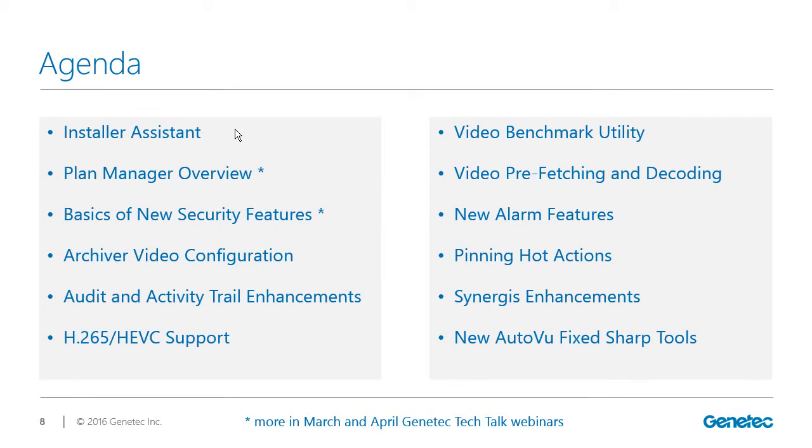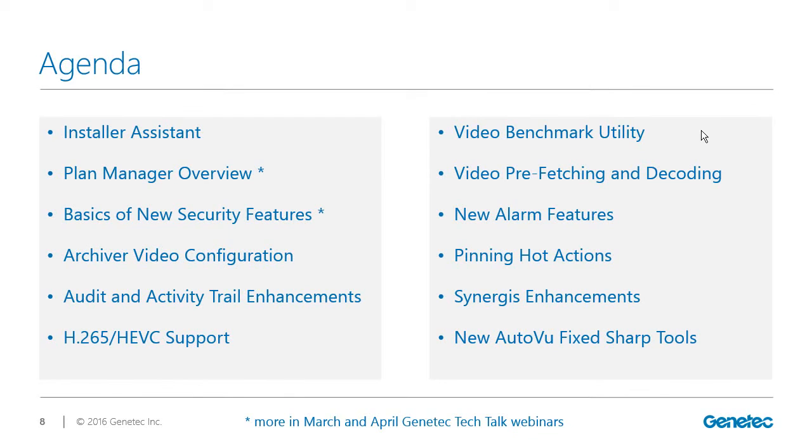We're also going to talk about the new installer assistant. There's been a change to the video configuration in the archiver for the basic configuration. We're going to talk about a few enhancements to audit and activity trails. We now support H265 encoding and decoding, otherwise known as HEVC. So we'll take a quick look at that.